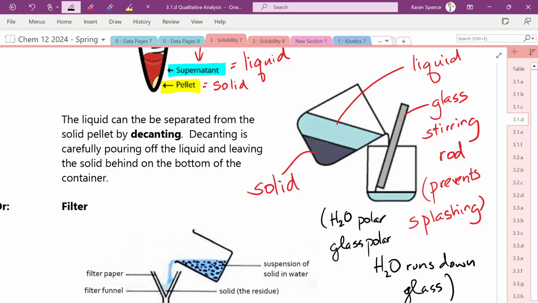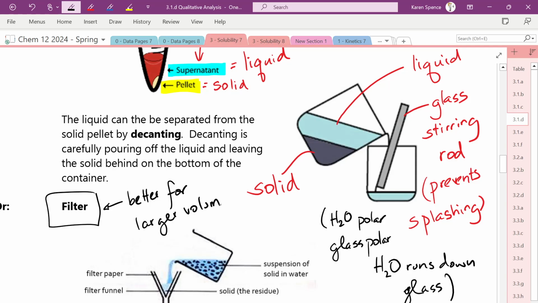So that process involves two steps, the centrifuging and, what do we call it when we pour the liquid off? Decanting. Your other option is to filter. This works better for bigger volumes. And to be honest, waiting for something to filter is really boring. Okay, the centrifuge, you have to wait a little while, but not as long as you have to wait for filtering.